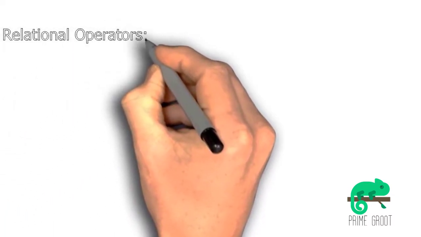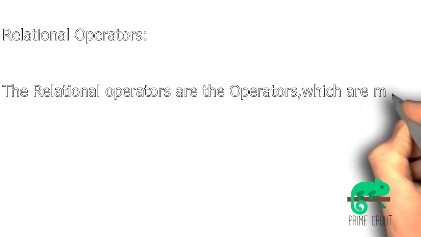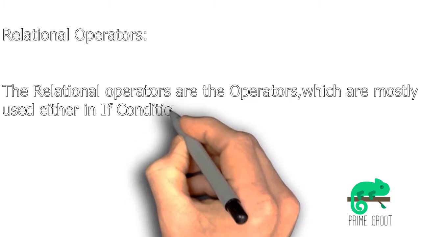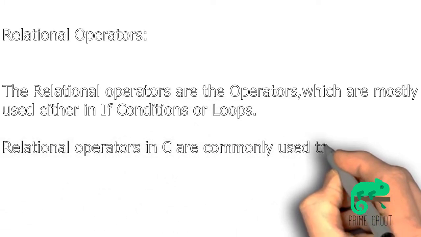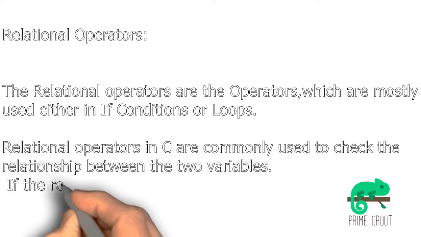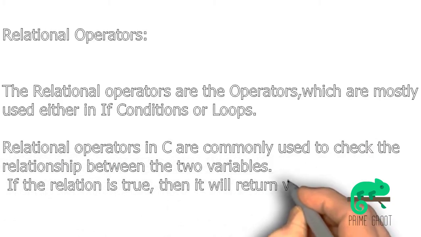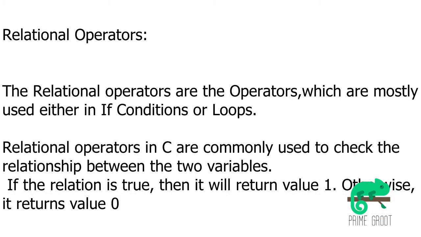Relational operators. The relational operators are the operators which are mostly used either in if conditions or loops. Relational operators in C are commonly used to check the relationship between the two variables. If the relation is true, then it will return value 1, otherwise, it returns value 0.